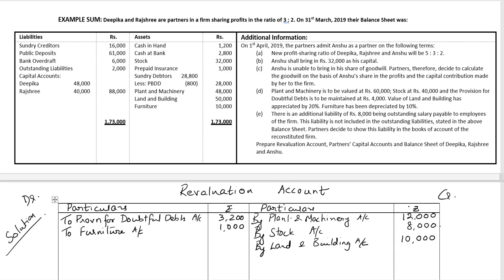Point E, there is an additional liability of rupees 8,000 being outstanding salary payable to the employees of the firm. This liability is not included in the outstanding liabilities stated in the balance sheet, and the partners decide to show this liability in the books of accounts of the reconstituted firm. So we are bringing an unrecorded liability into existence: to outstanding salary account, 8,000 rupees.